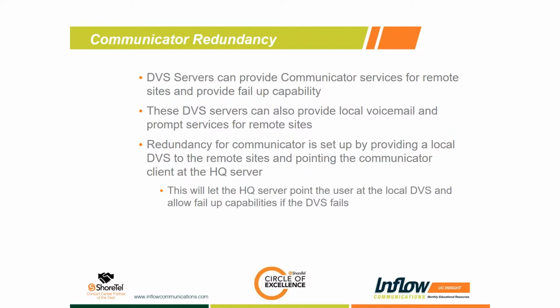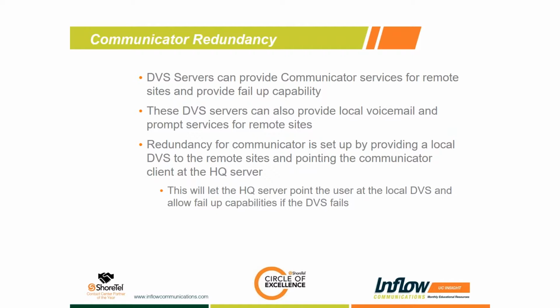The same is true for any VSwitches. So if you have a 50 or 90 V at a remote site, that 50 or 90 V is also going to handle the local voicemail and prompt services for those users. To get redundancy for Communicator, what you would want to do is provide a local DVS, so a server running the distributed voicemail server software at the remote sites. And then for the users in question, you want to point their Communicator client at the headquarters server.